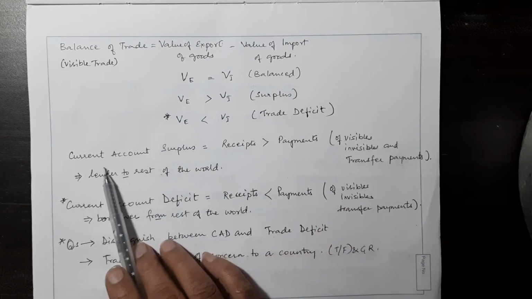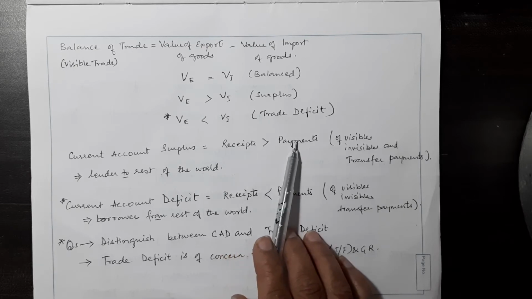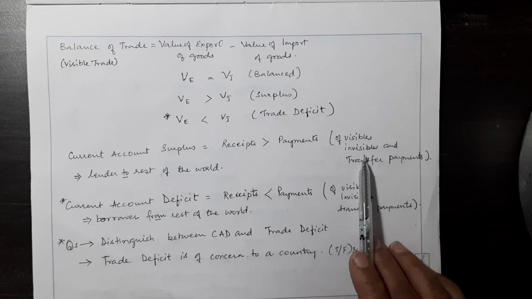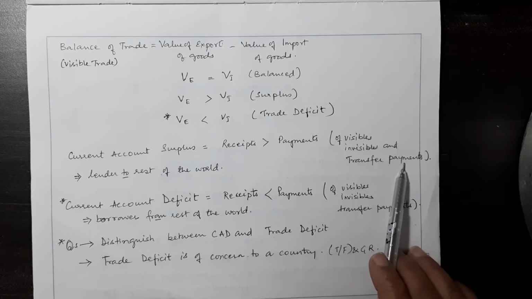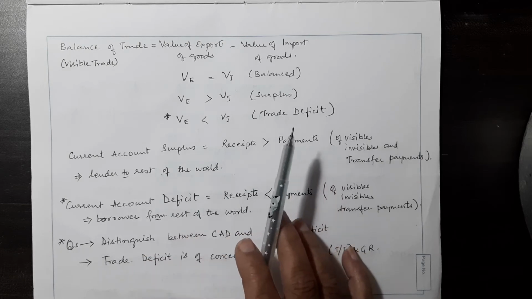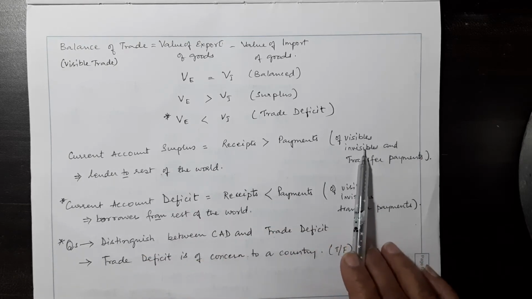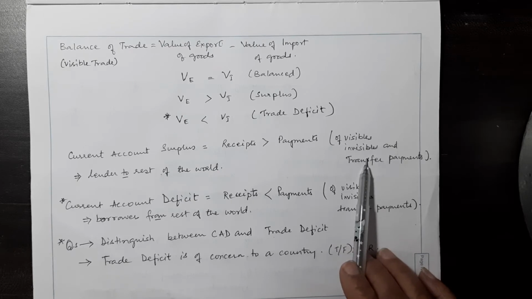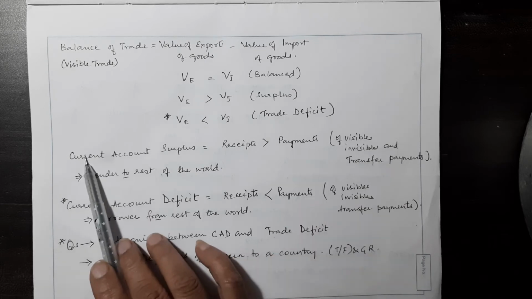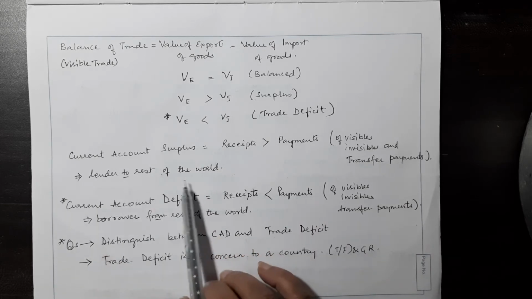Now, a current account surplus would mean that the receipts are greater than payments of the visibles, invisibles, and the transfer payments. So, current account is a larger concept which includes the visible, that is goods, invisible services, as well as the transfer payments or unilateral transfers. In case of a current account surplus, the country becomes a lender to the rest of the world.